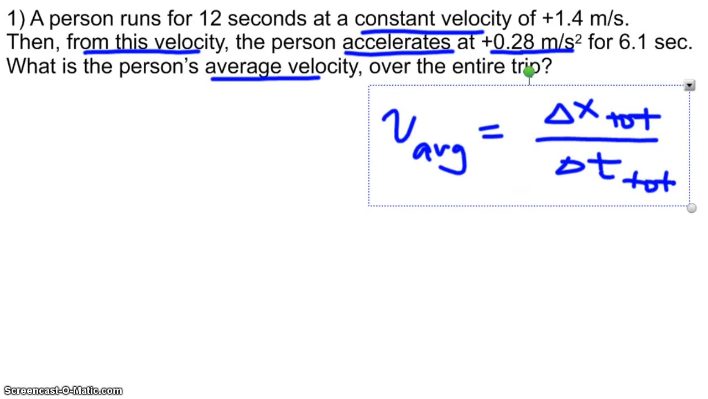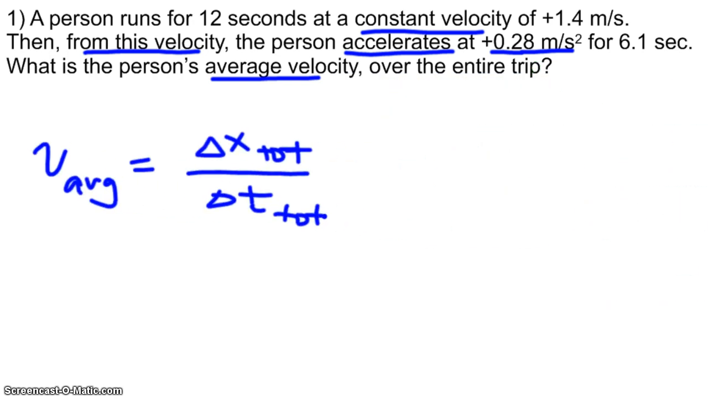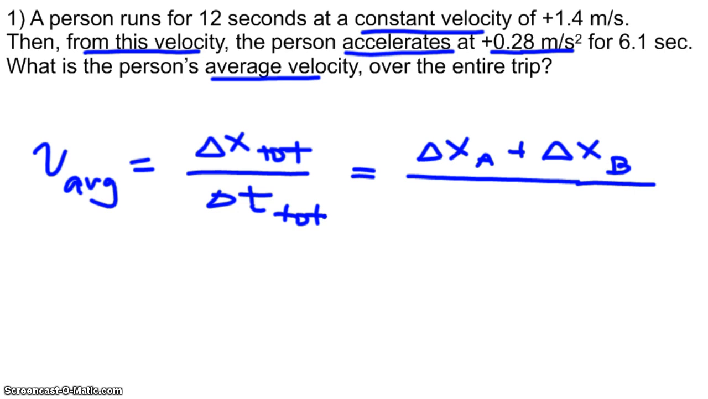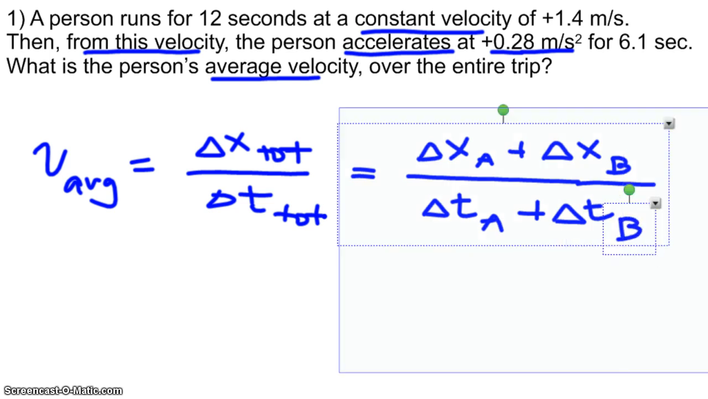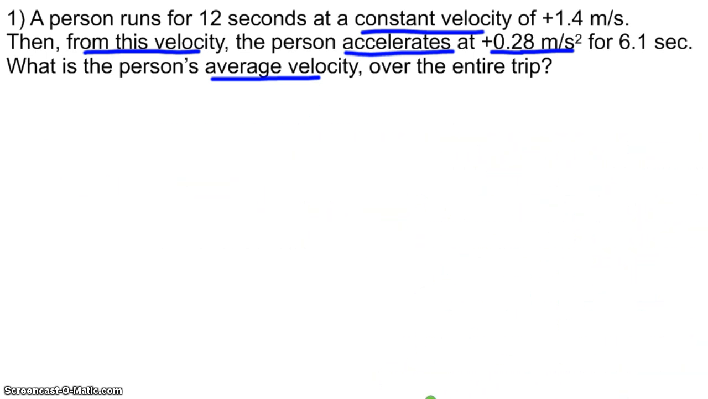Okay, I'm going to move this away just temporarily. First, let me do this. Delta X total, I can rewrite as delta XA plus delta XB over delta TA plus delta TB. And that's how we're going to solve for V average. But we're not ready to do it yet, because first let's find delta X, the displacement in A.